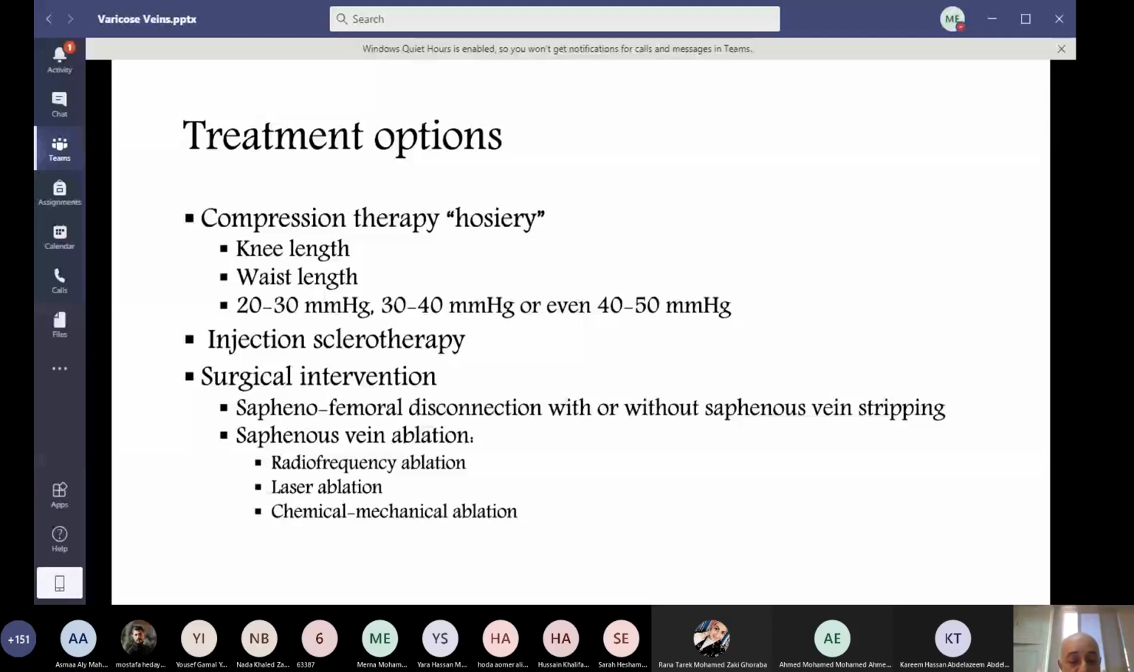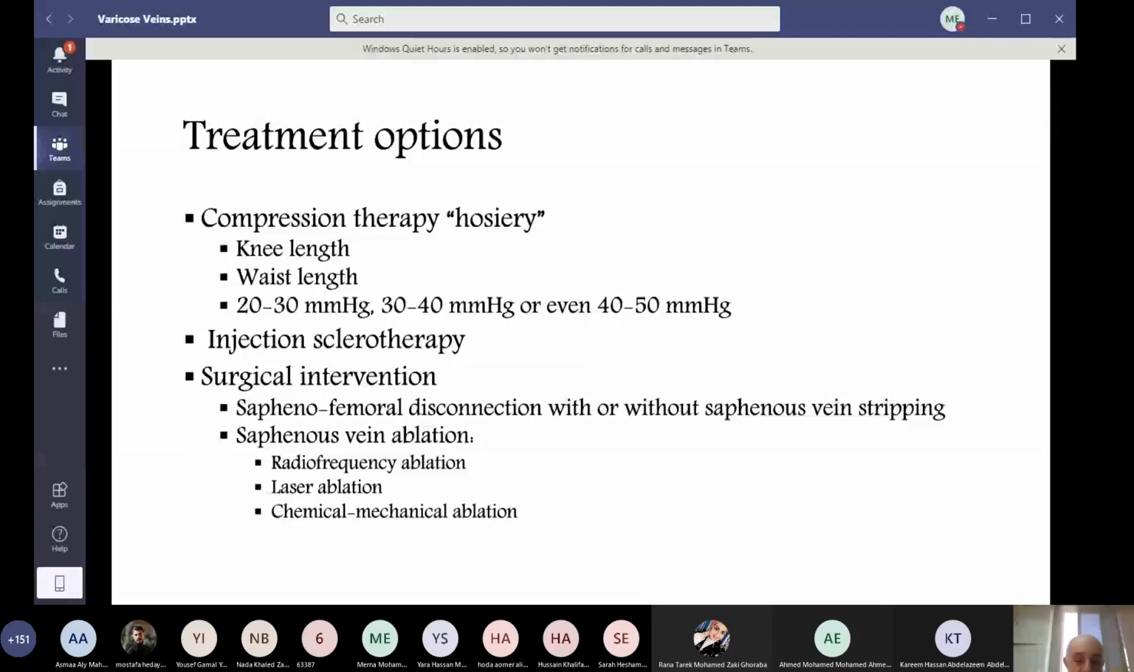This is class 2, or even above this from 40 to 50. This is class 3. This class 3 is reserved for the severe cases, complicated cases of varicose veins, or in case of the lymphedema. But the commonly used type is class 2, which exerts pressure ranging from 30 to 40 millimeters of mercury.